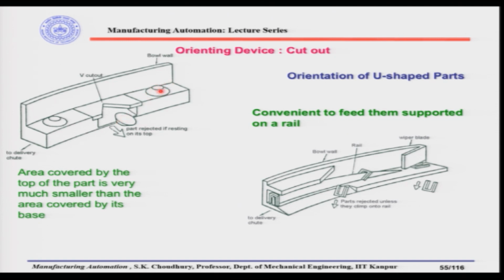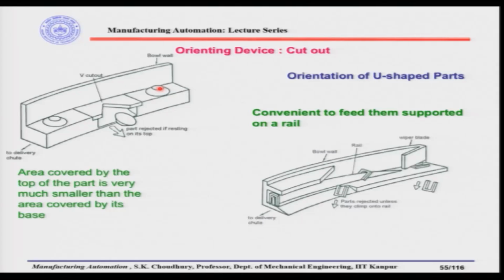Now, since the diameter here is smaller, all the parts with the bigger diameter down will be able to go through the V cutout, because they will be able to negotiate this space. This V cutout is designed in such a way that the bigger diameter will be able to negotiate it, whereas the smaller diameter will not.